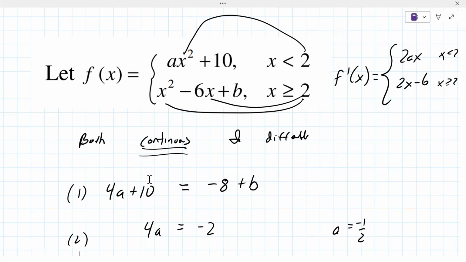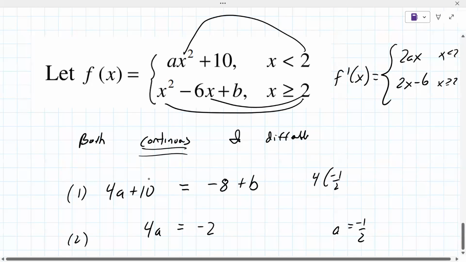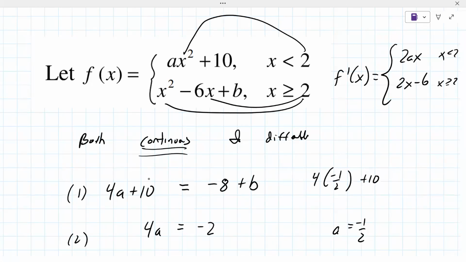So b equals 20? Try again, I got a different value. You got... 4 times negative 1/2 plus 10. So 8... 16? Yes, b is 16.